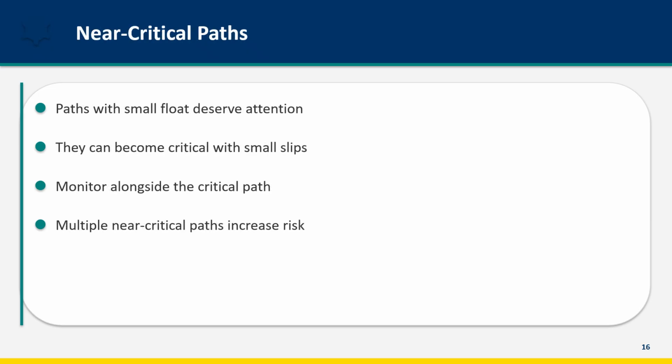Don't focus exclusively on the critical path. Near critical paths, those with small float, deserve attention too. A path with only 3 days of float can become critical with a small slip. Monitor near critical paths alongside the critical path. When problems arise on near critical activities, they might not be emergencies yet, but they're close. If your project has multiple near critical paths, your overall schedule risk is higher. The more paths that are close to critical, the more likely it is that something will cause a delay.